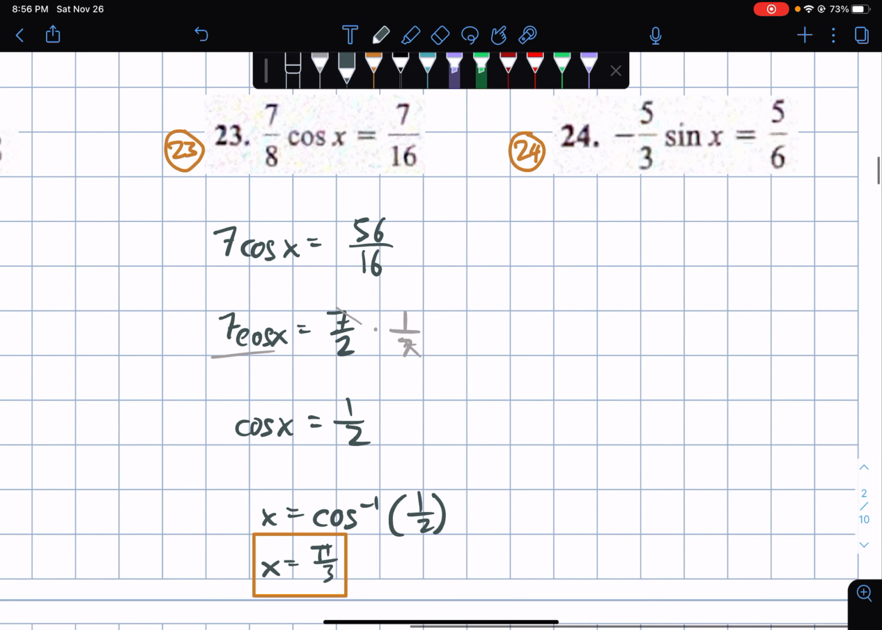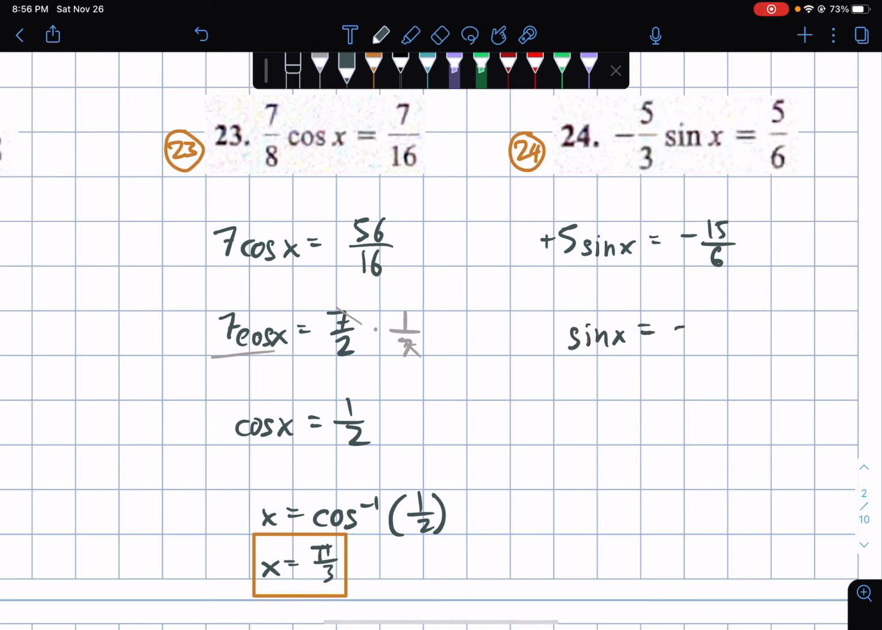Okay, for number 24, negative 5 over 3 sine x is equal to 5 over 6. Negative 5 sine x is equal to, let's make this positive already. The negative sign would be transferred at the right side of the equation. So it's negative 15 over 6.